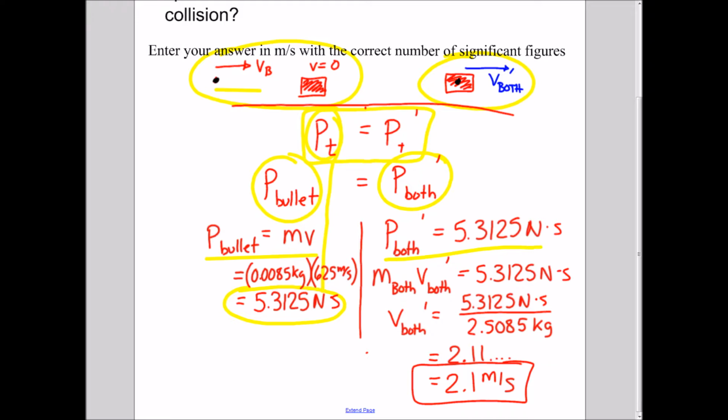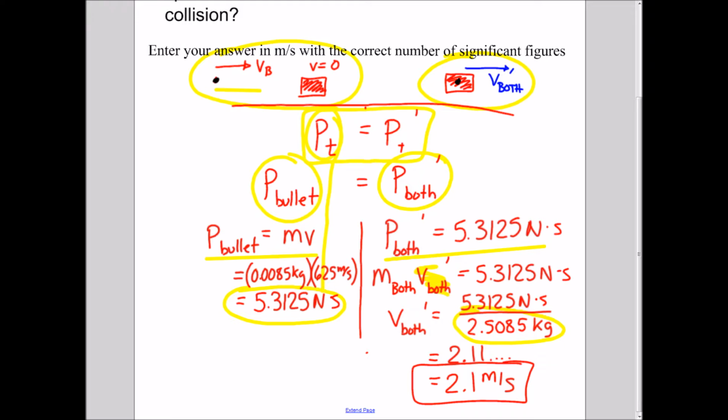That means with the total momentum of both of them stuck together, I could really just solve for the velocity of both of them stuck together. When I take the momentum of both times the velocity of both and set it equal to the total momentum in the system, I divide by the mass of both of them. The mass of both of them is 2.5085 kilograms. That's not much bigger than what the block of wood was all by itself. When I do that math, I come up with an answer of 2.1 meters per second.